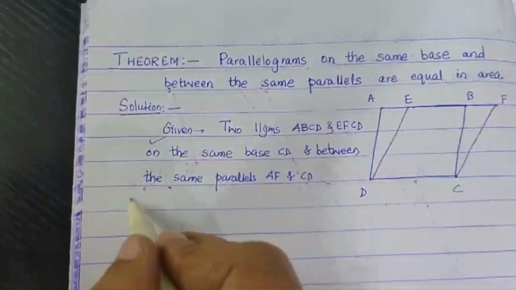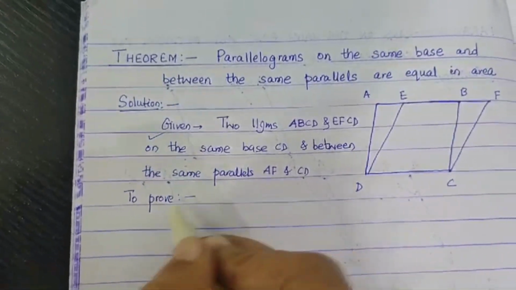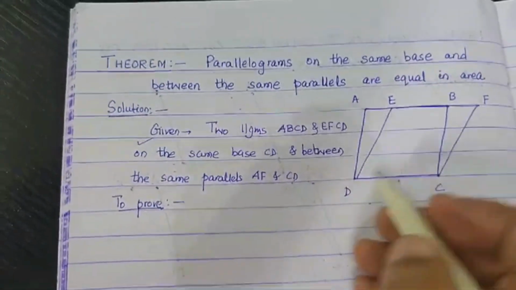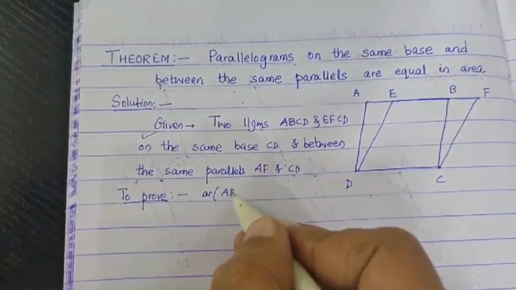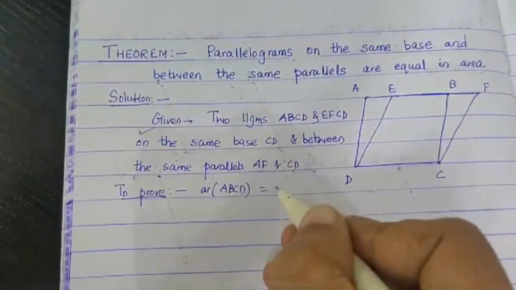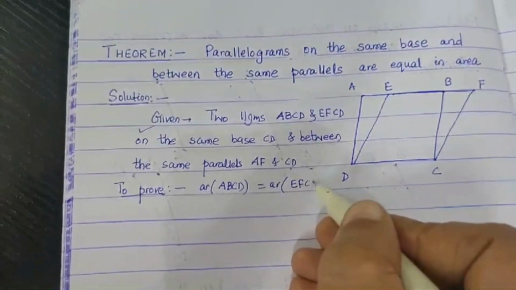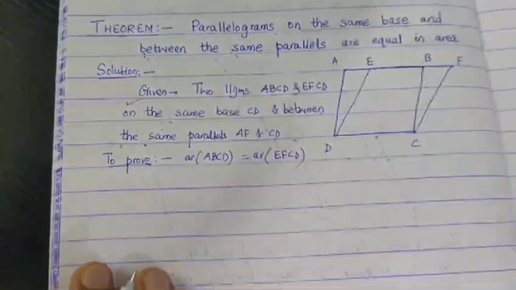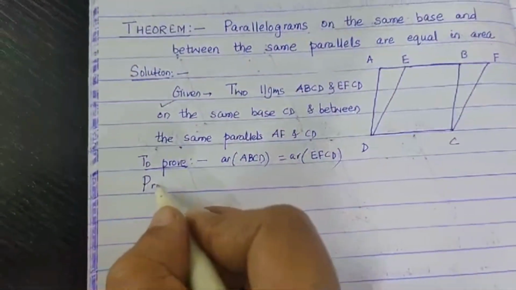This is given. Now what do we want to prove? We want to prove that these two parallelograms will have equal area. So area ABCD is equal to area EFCD. This is what we want to prove. Alright, so let's see the proof now.